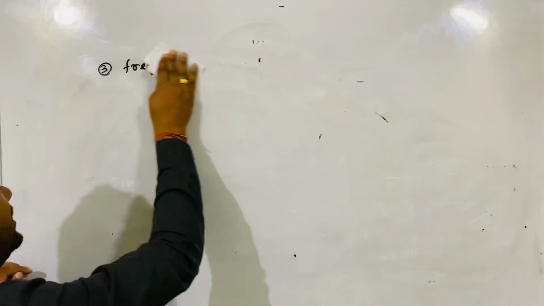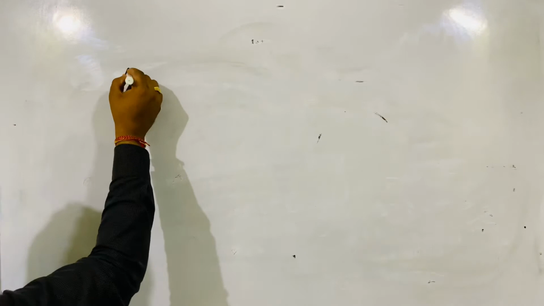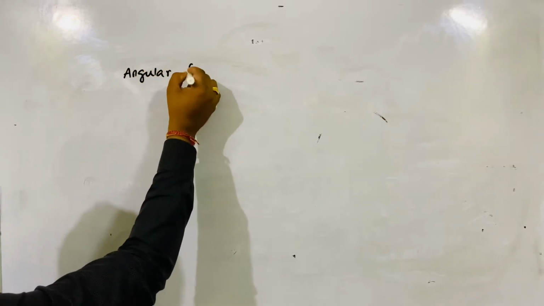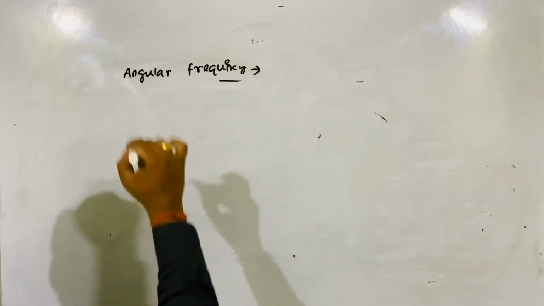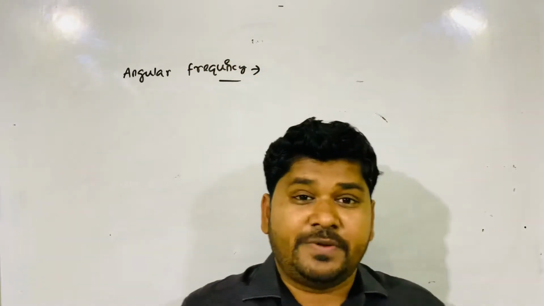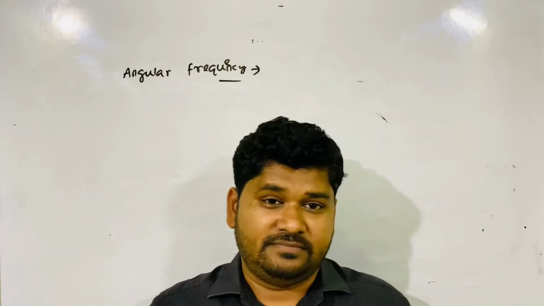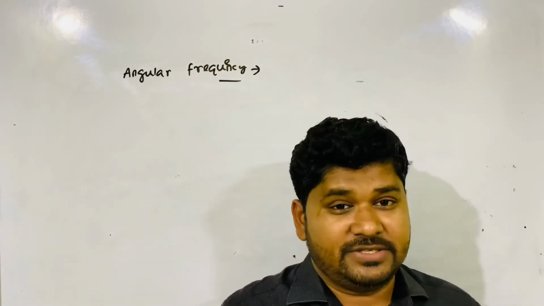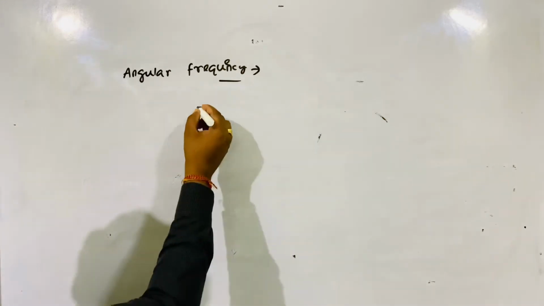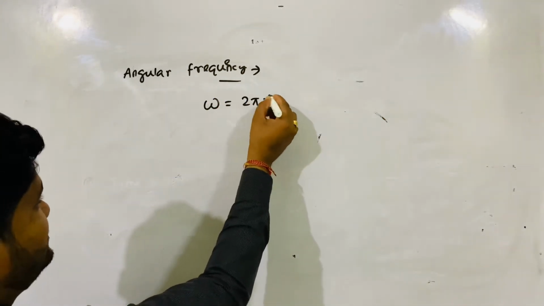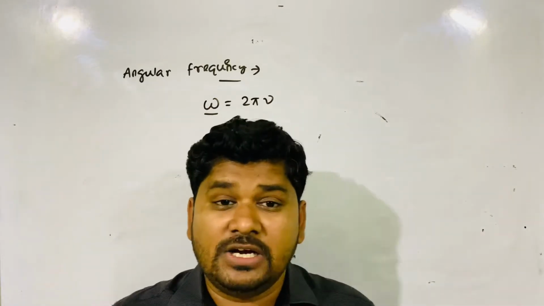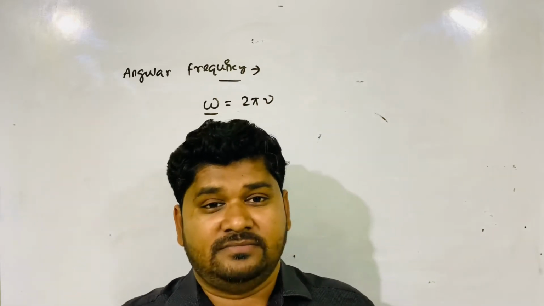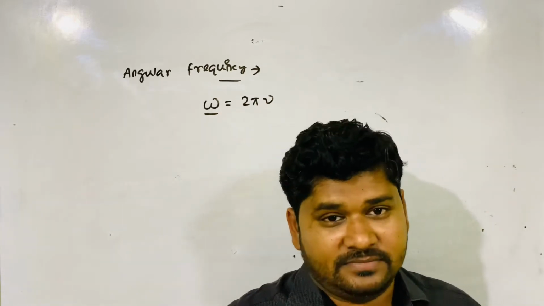Let's come to the next quantity. Next quantity is angular frequency. What is angular frequency? The product of frequency with 2 pi is called angular frequency, which is the same as in oscillation. The symbol is omega. The product of frequency with 2 pi is called angular frequency.